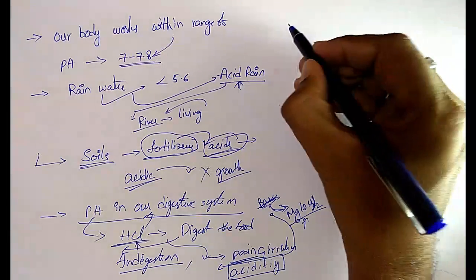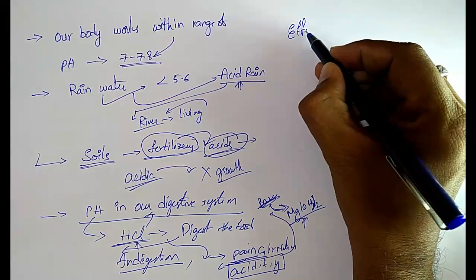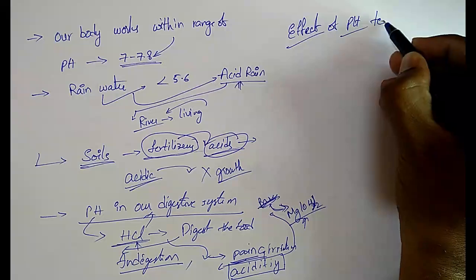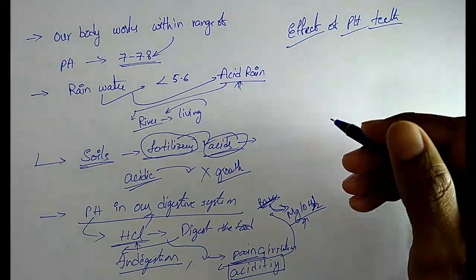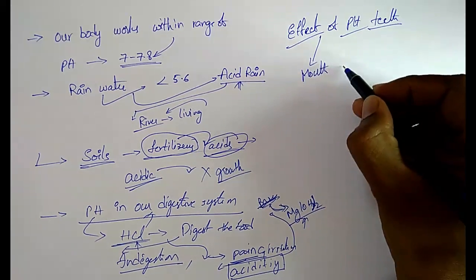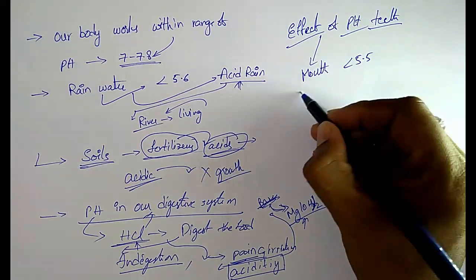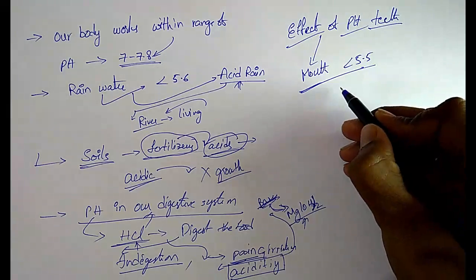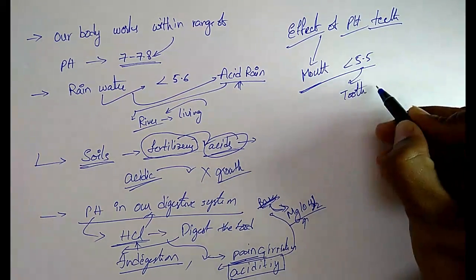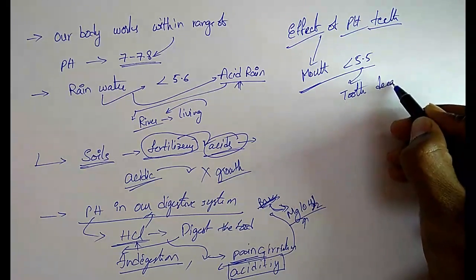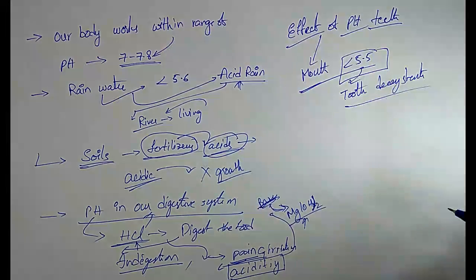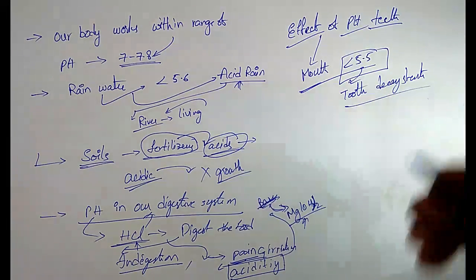And take one more effect: the effect of pH on teeth. If the pH of our mouth is less than 5.5, then the teeth start to decay. Tooth decay starts if the pH of our mouth is less than 5.5.